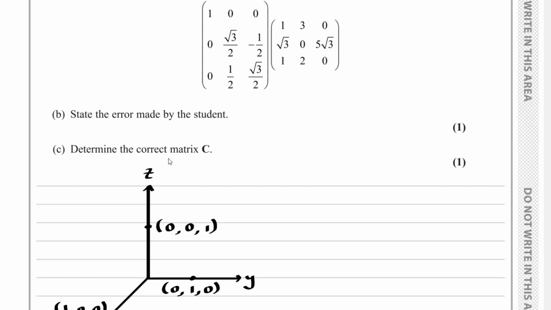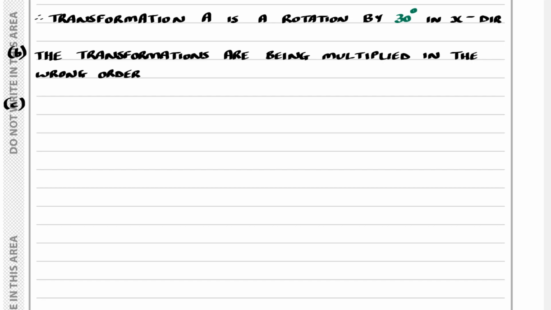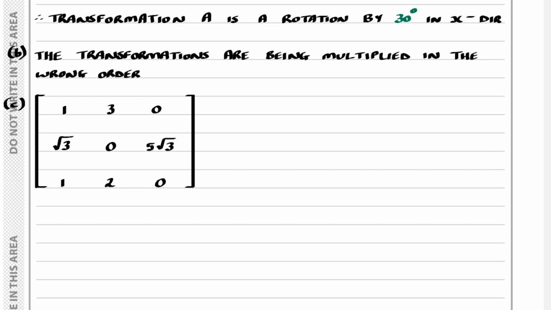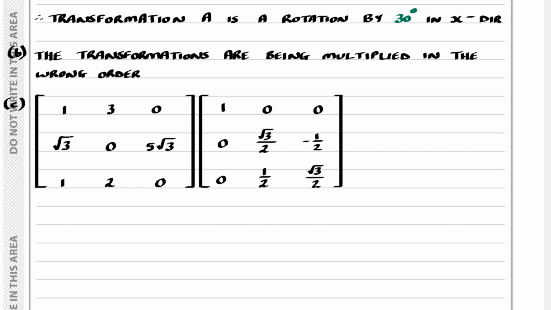Part C, determine the correct matrix C. For part C, we've got the matrix B being multiplied by the matrix A as shown here. And if we work this out, well, we've got the 1 multiplied by the 1 plus the 3 multiplied by the 0 plus the 0 times by the 0, that's equal to 1.